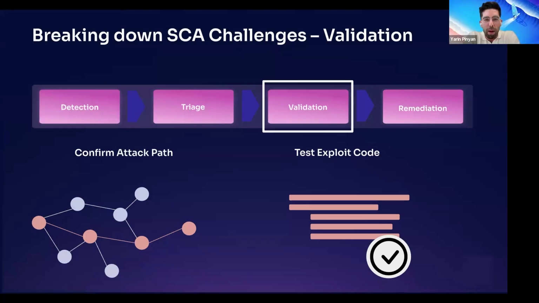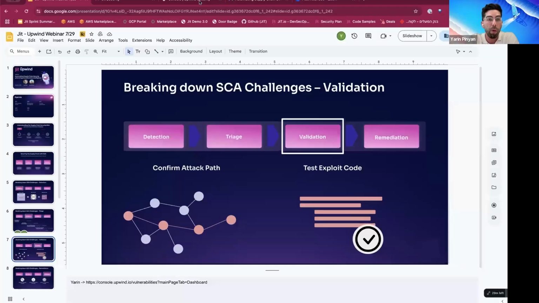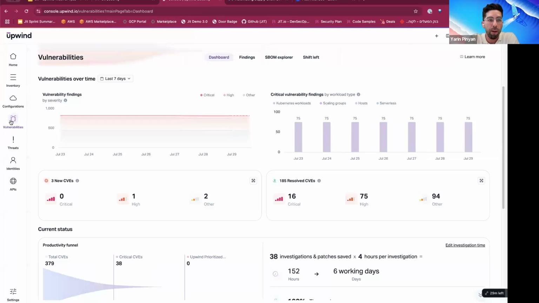Yeah, of course. I think this is the exact area where the integration between Jit and Upwind comes into place. To first understand how we're able to tell if it's a production workload, if the package is actually being used, if the vulnerable function is executed, and if there's any sensitive data, let's jump for a second to the Upwind platform, and from that moment we'll show you exactly how you get this information and these findings.